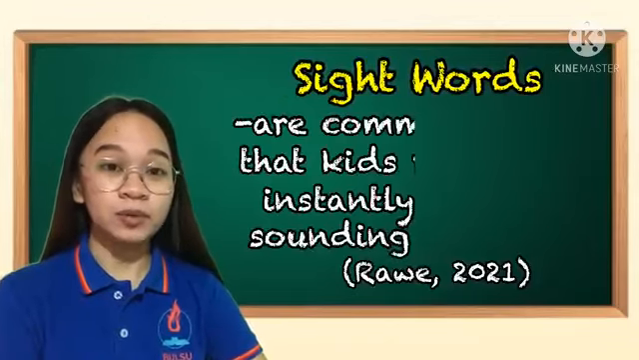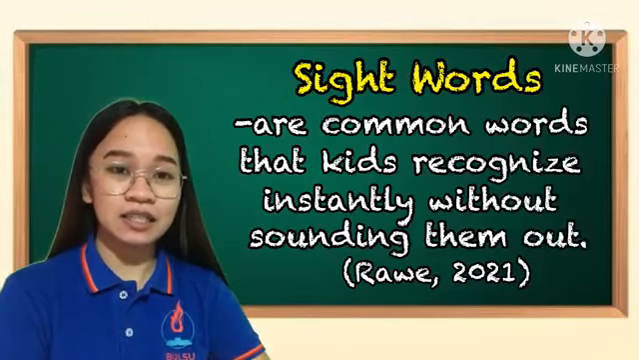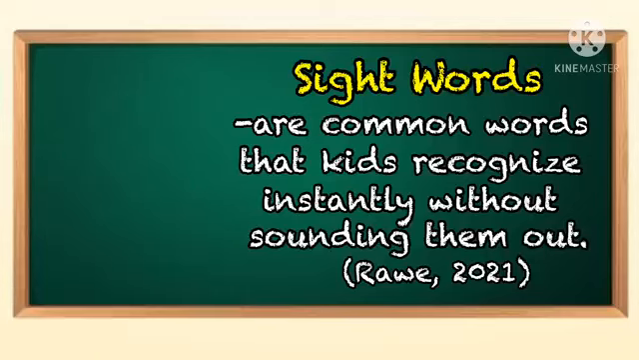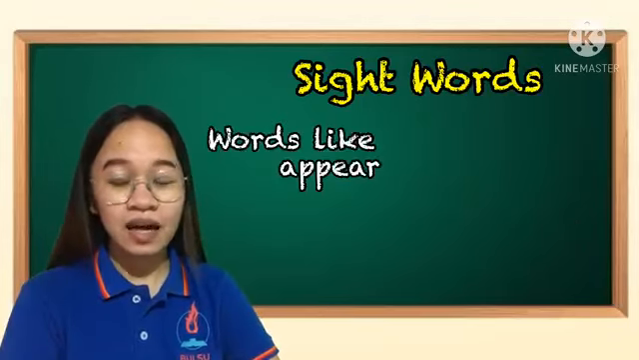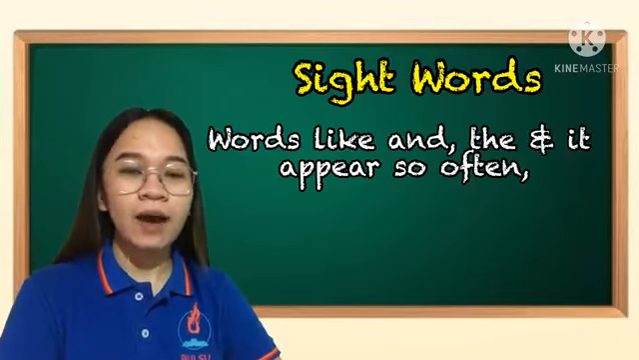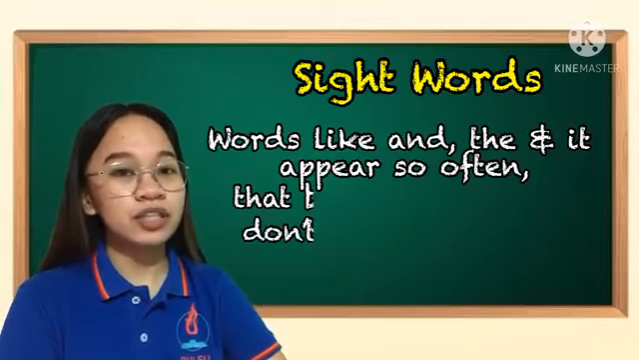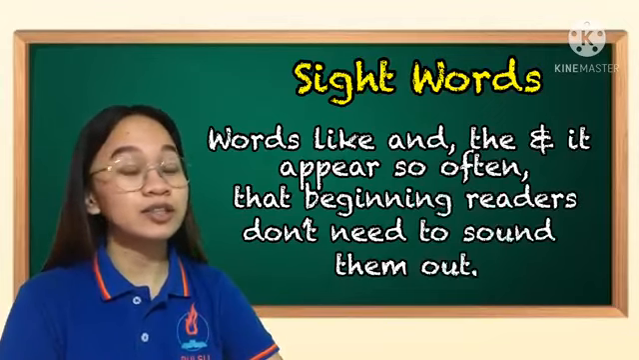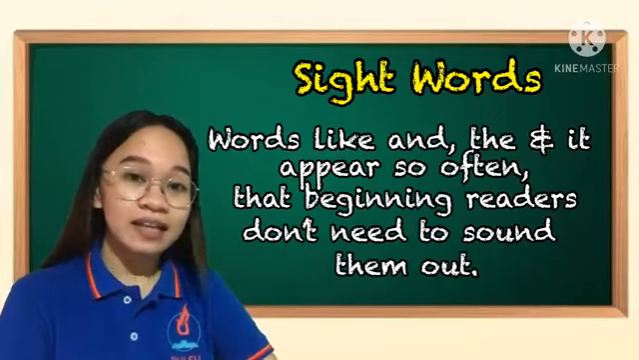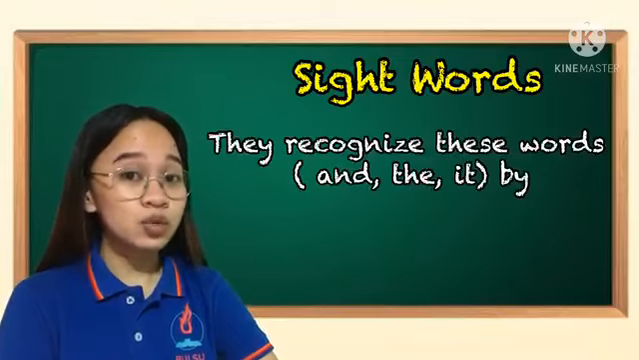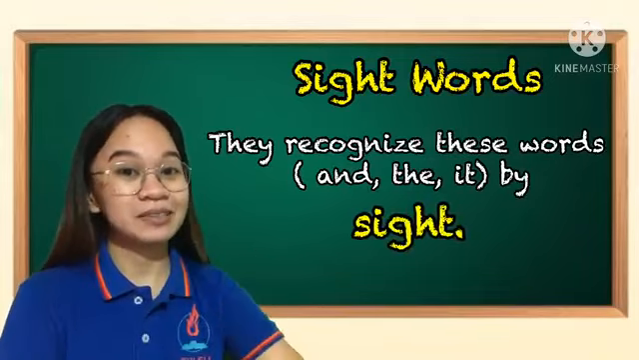Sight words are common words that kids recognize instantly without sounding them out. Words like and, the, and it appear so often that beginning readers reach the point where they no longer need to sound them out. Instead, they recognize these words by sight.